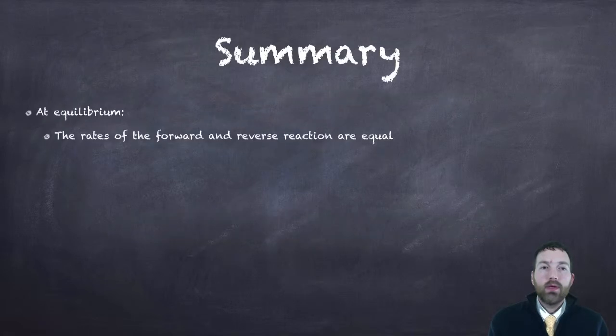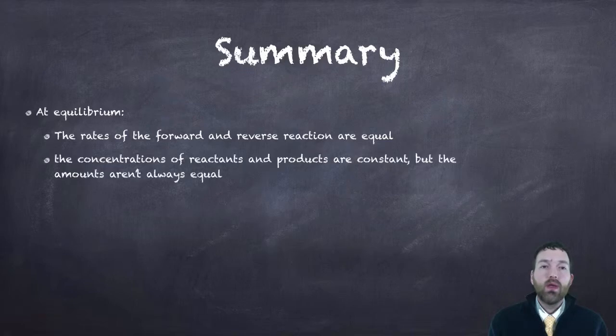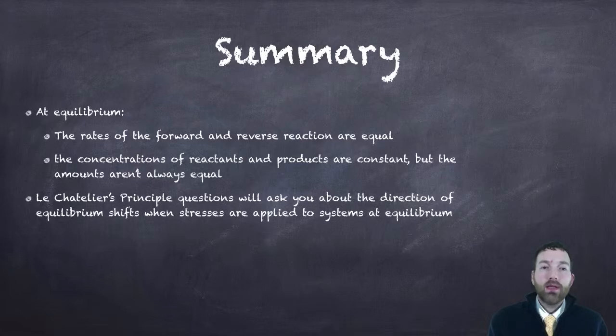Okay, so in summary here, at equilibrium, the rates of the forward and reverse reactions are equal. Like I said, that's a very common question in and of itself. That's just something you need to know. The concentrations of reactants and products are constant, but the amounts aren't always equal. They can be very heavily favored in one direction or the other, but the concentrations stay constant throughout the course of the reaction. Le Chatelier's principle questions will ask you about the direction of the equilibrium shifts when stress is applied to the system at equilibrium.